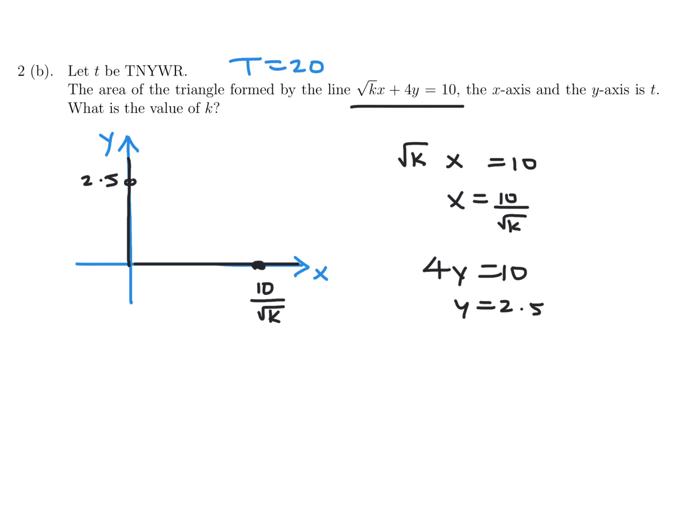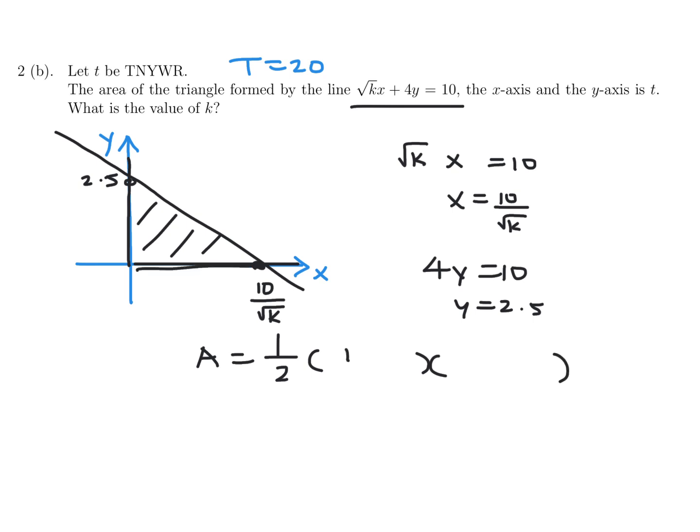So that's basically the situation, and we want the area of this triangle. Not a problem. The area of that triangle is 1/2 base times height. Base is from here to here, which is 10 over root k, and the height is from here to here, which is 2.5. Oh, the area of the triangle is t. I almost forgot. So let's put in the t. And the t is 20. So let's get rid of that t and put in 20.